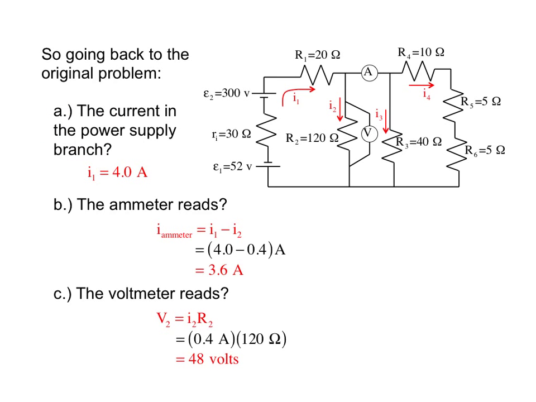So now we can go back to the problem's original questions. The first question was how much current was there in the section or the branch in which the power supplies existed. That was I1, 4 amps. Second question was what did the ammeter read? You can see if I1 is 4 amps and I2 is 0.4 amps, what is left over is going to go this way, which is apparently 3.6 amps. That's what the ammeter would read. The voltmeter is just the voltage across R2, that is I2R2, apparently it's 48 volts.